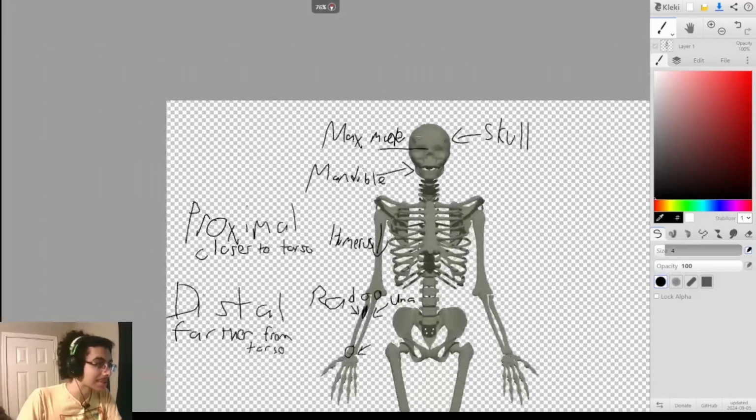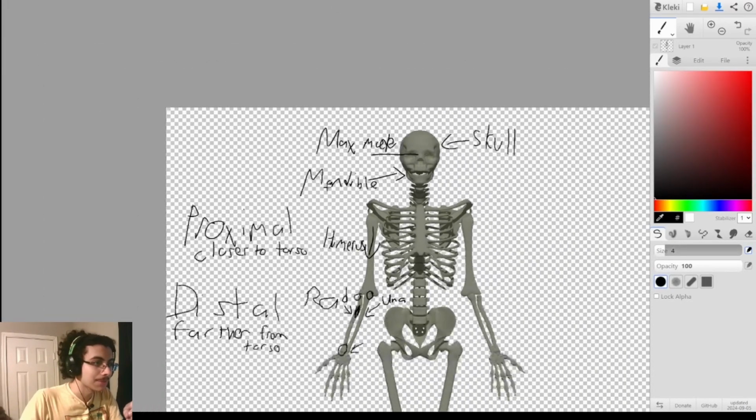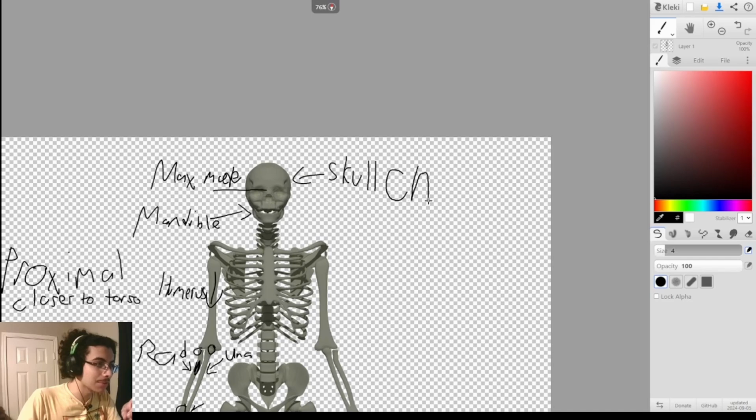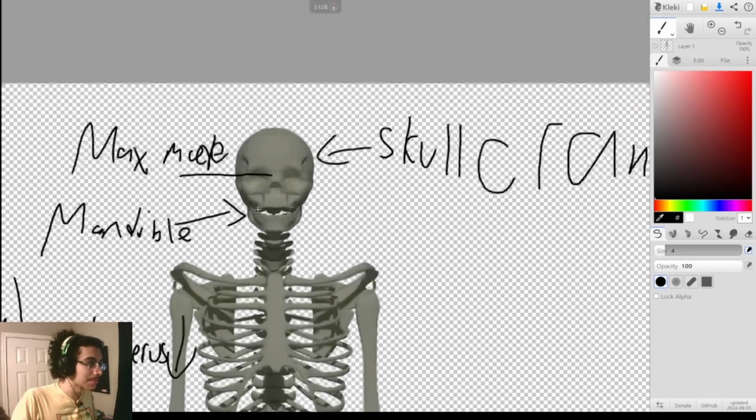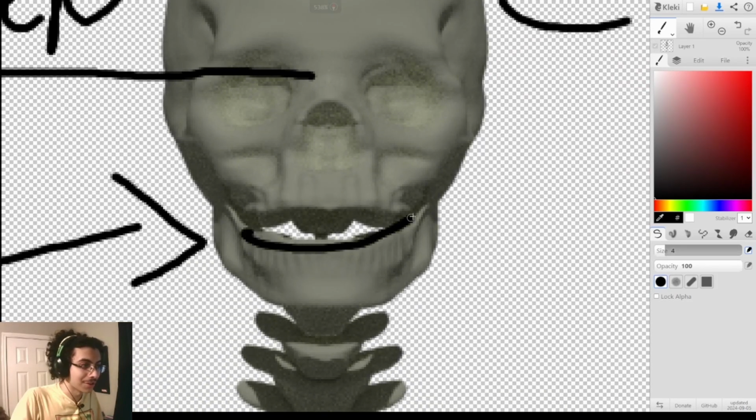So this is the cranial region of your brain. Now there's other bones here, but we're not going to talk about them because they're not as important, and you probably won't have to learn them. But this is your jaw. You eat with this. Oh look, I'm gonna eat.